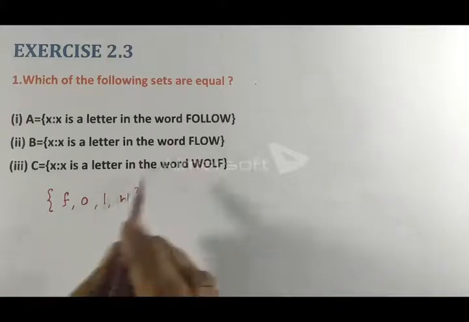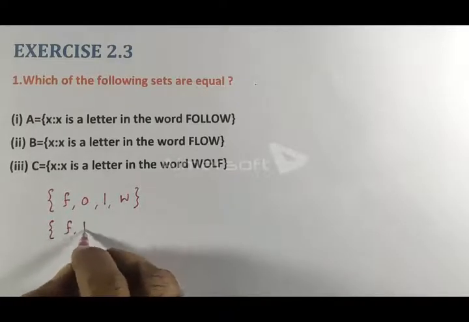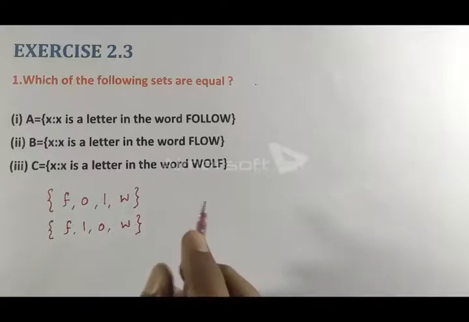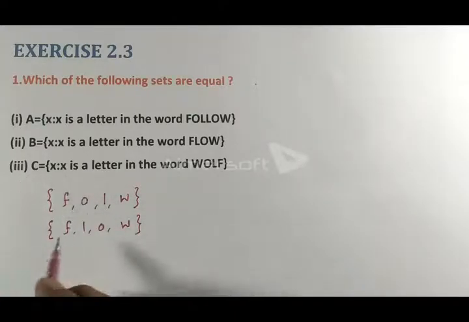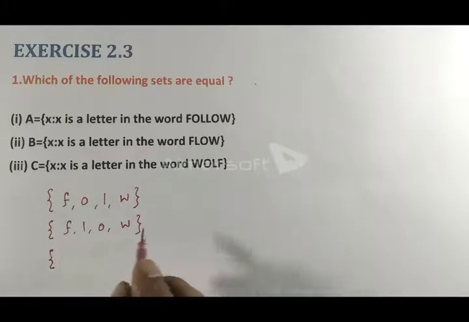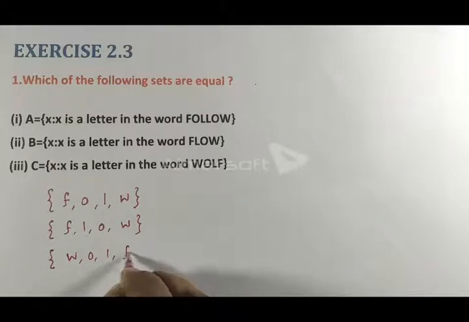F, L, O, W. Next, I will write the roster form of set C. W, O, L, F. The word is wolf. W, O, L, F.